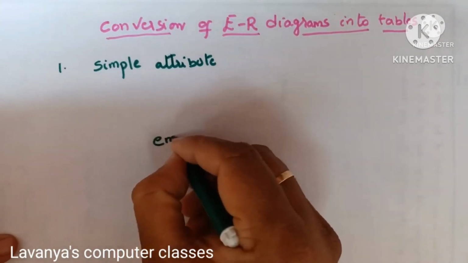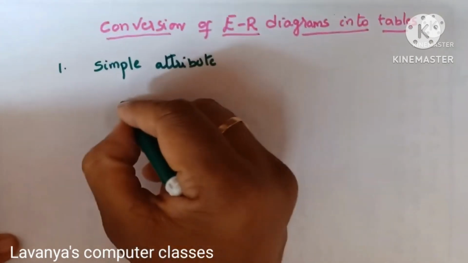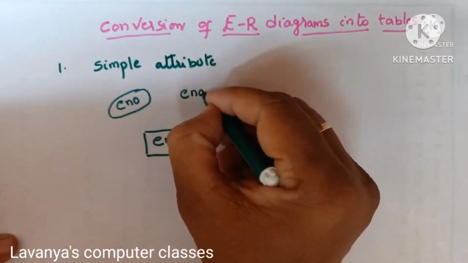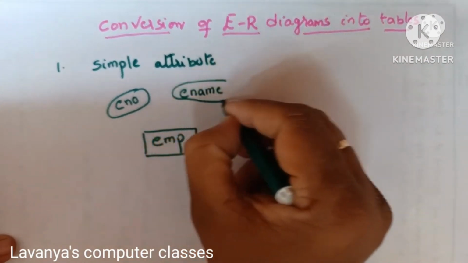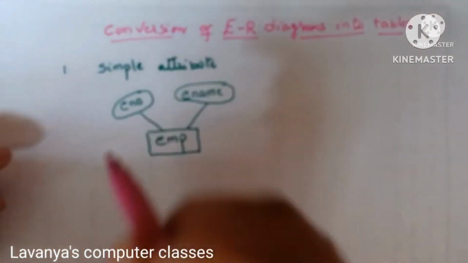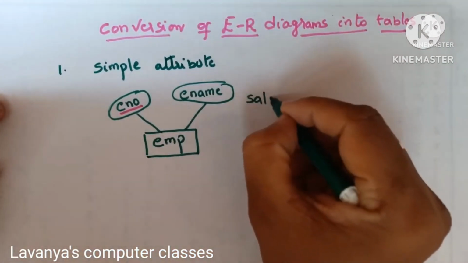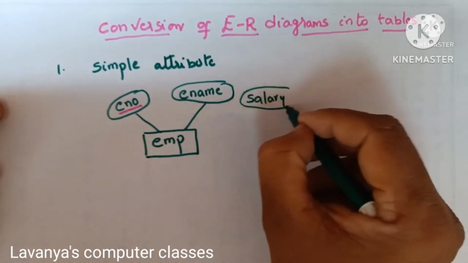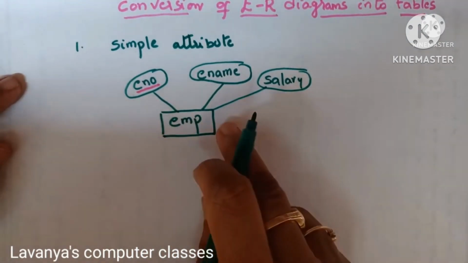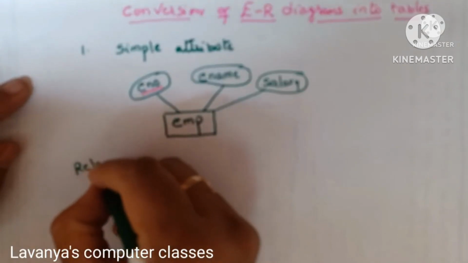First I will explain how to convert a simple attributes entity set into a table. That means the ER diagram contains only simple attributes. I will take one simple example: an employee entity set with attributes employee number, employee name, and salary. Attributes are represented with ellipses and the entity set is represented with a rectangle box. ENO is the key attribute, that's why it is underlined. This is a simple ER diagram, an entity set with three attributes, all simple attributes.